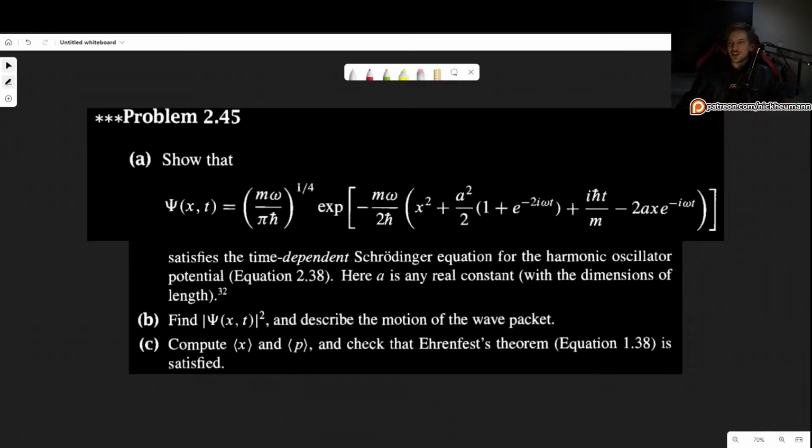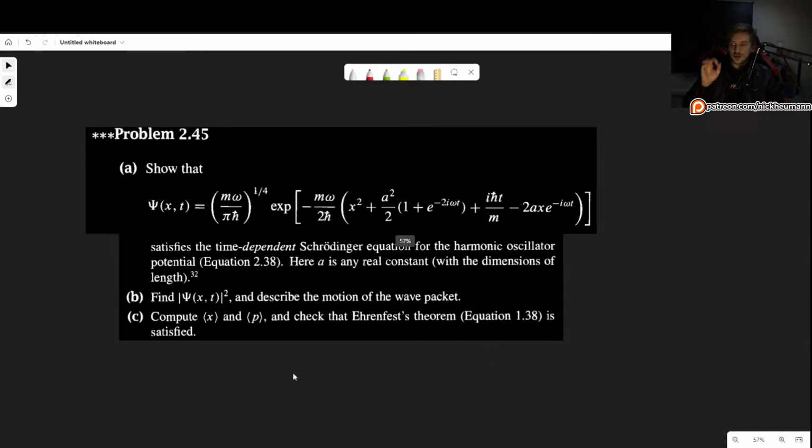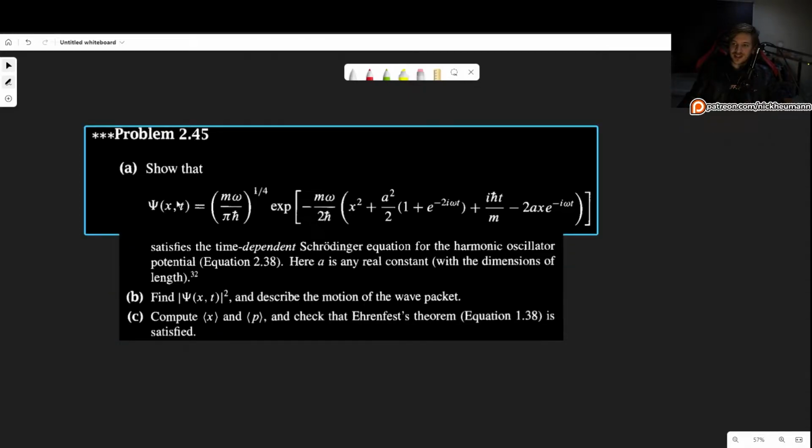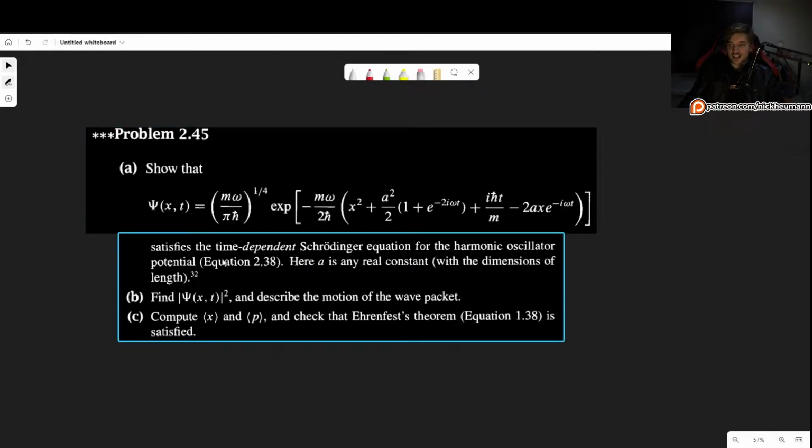Welcome! In this video, I'll show you how to solve problem 2.45 as it appears in the third edition of Griffiths Introduction to Quantum Mechanics. Now, this problem states the following. It says, show that this wave function satisfies the time-dependent Schrödinger equation for the harmonic oscillator potential.